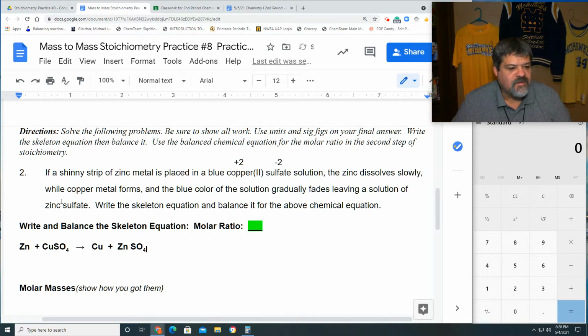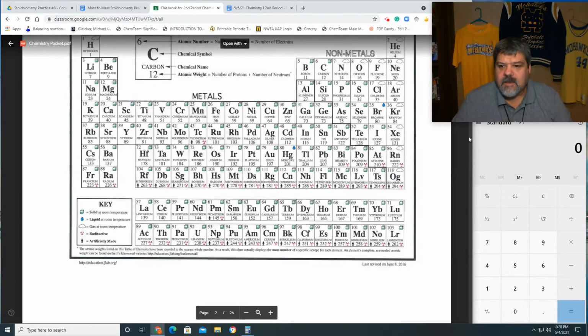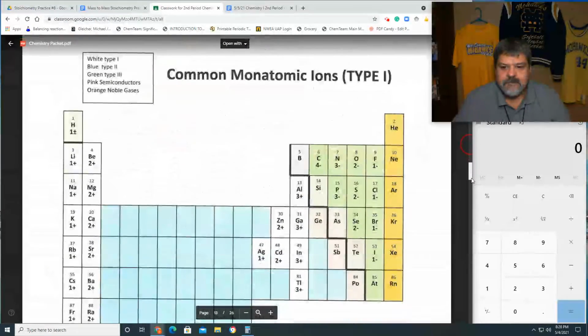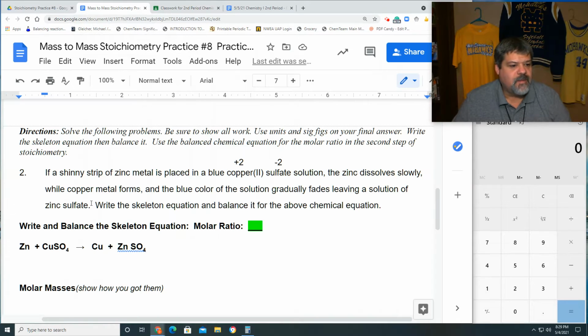Now here's the thing. What's the charge? Zinc is what charge? Well, if we go back to our packet, if we scroll down to page 12, right here, and we look at zinc is a +2. So go back to our problem. We know that zinc is a +2, and sulfate from up here was a -2. So we don't have to worry about it. We have one of each one, so we don't have to crisscross. We just put down one of each one. So let's go ahead and bring those back together. And that's what we have. So there's our solution right there.